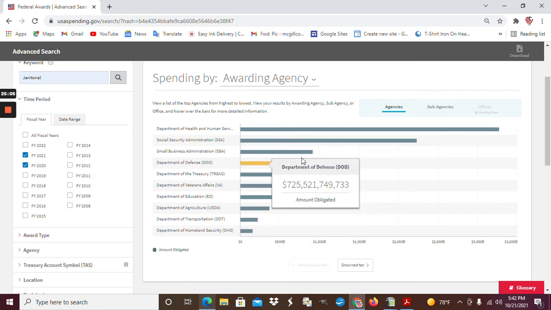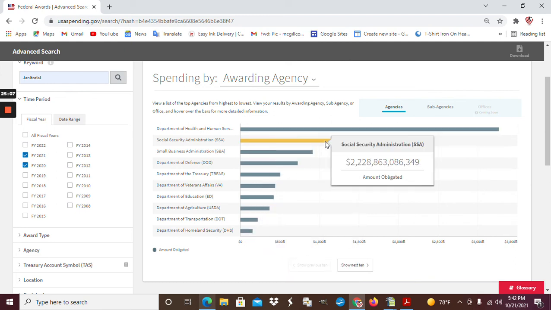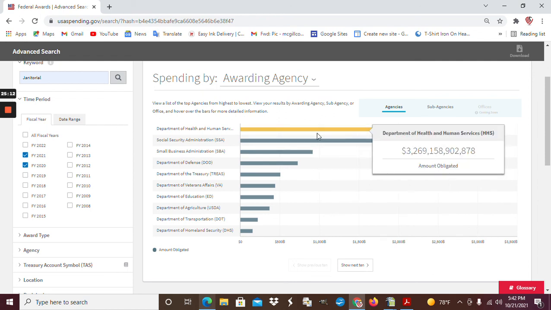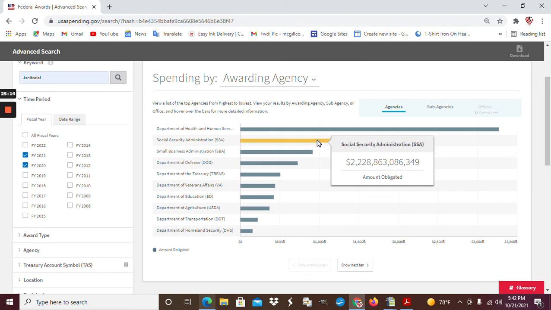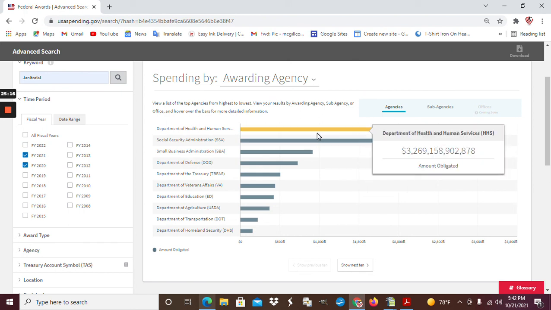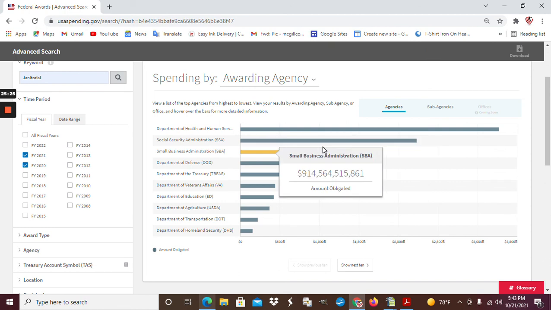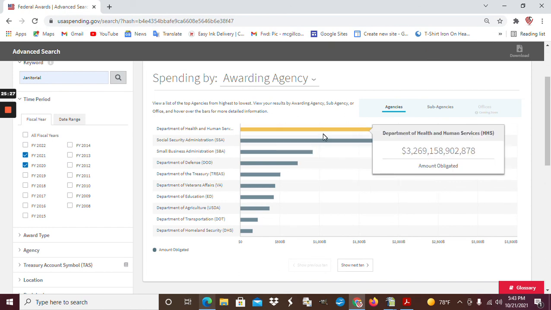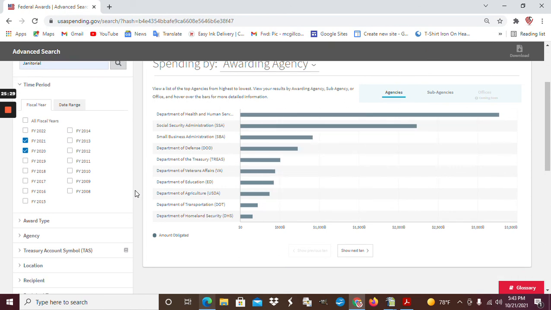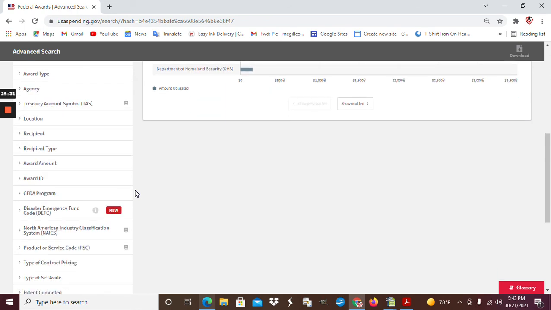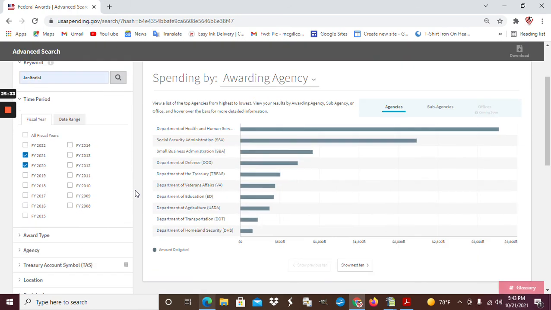I'm going to send my capability statement to these agencies right here, between the Social Security Administration and the Department of Health and Human Services. I'm going to be sending my capability statements to them. I'm going to spend my time emailing them, making sure they know me, because they're in the trillion-dollar sector. So again, you want to know where the money is being spent. You see what I'm saying?